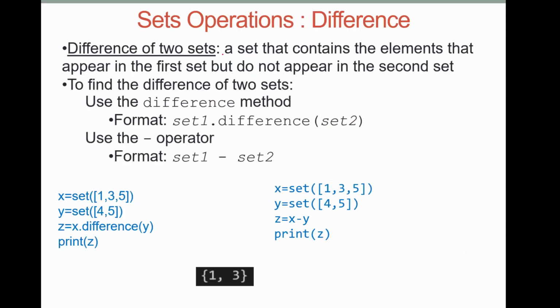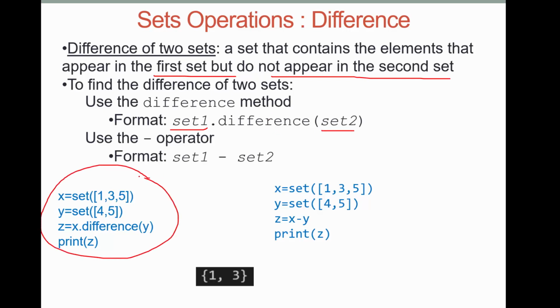Difference. Difference of two sets is a set that contains elements that appear in the first but do not appear in the second. So this time you need to pay attention to which set is first and which set is second. Things that are in one but not in the other. Things that are in the first but not in the second. Here is the method, and you can also use the minus operator. In the first but not in the second.